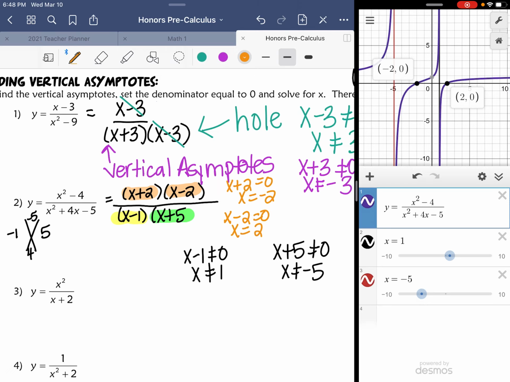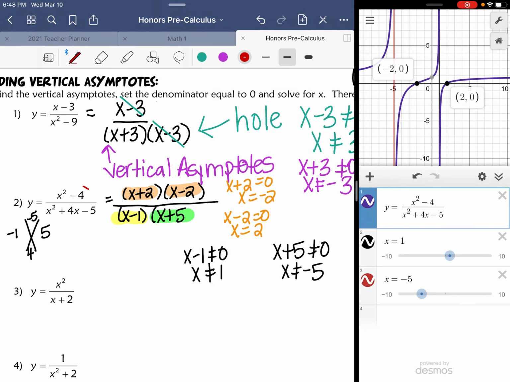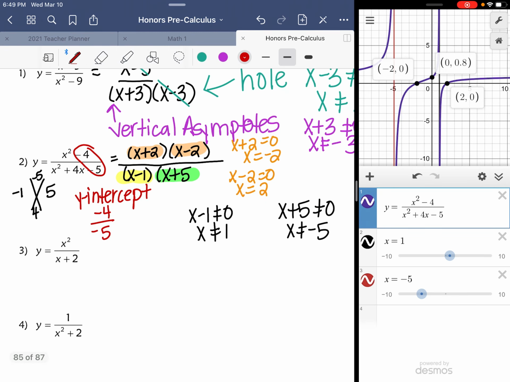And then the last thing would be the y-intercept. So the y-intercept is what you get when you divide your constants out. So my y-intercept is going to be negative 4 divided by negative 5, which is going to be positive 4 over 5. Well, if I click over here, positive 4 over 5 equals 0.8. So these are all the key features that you can analyze just from looking at the equation.